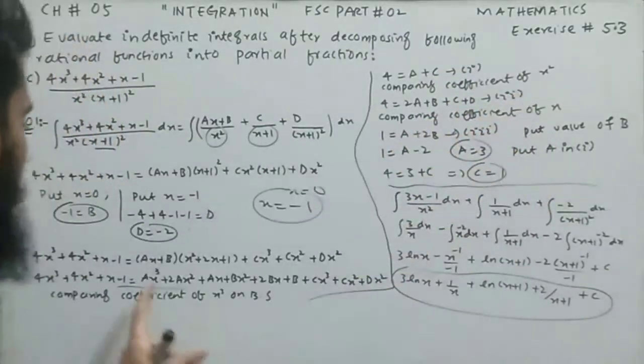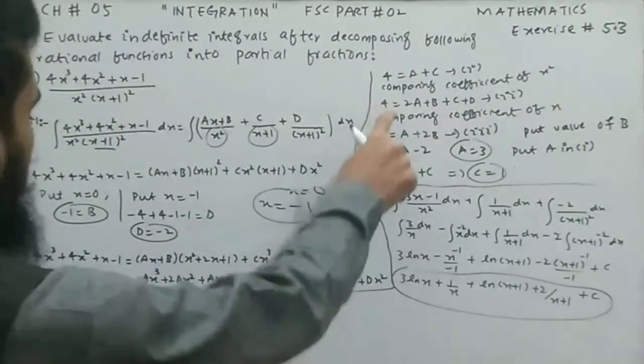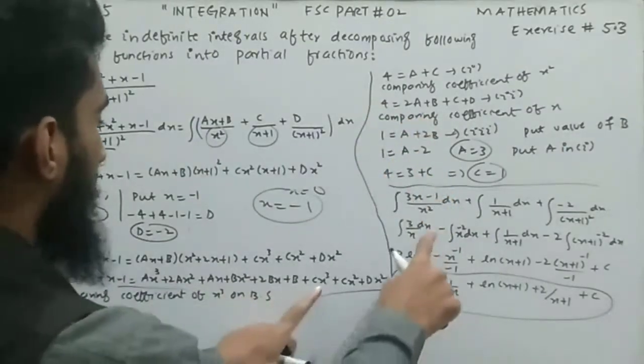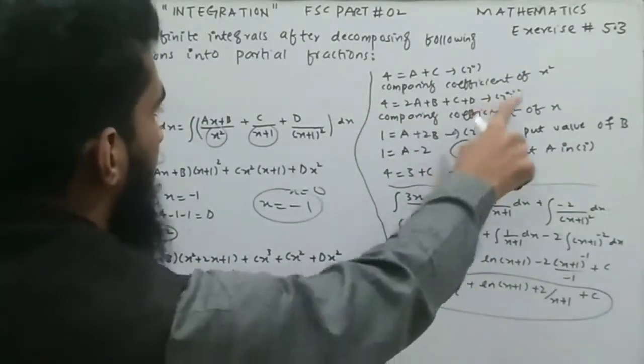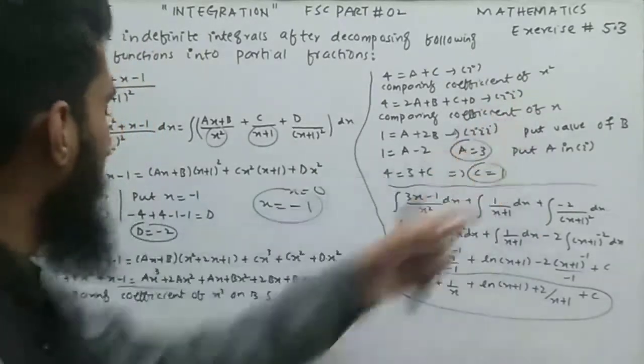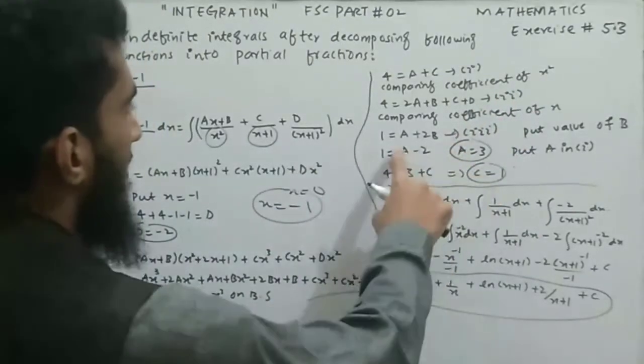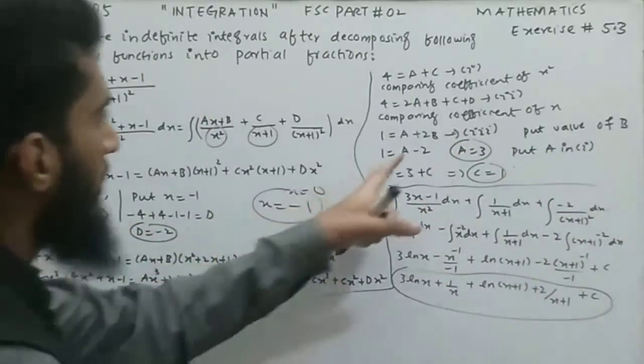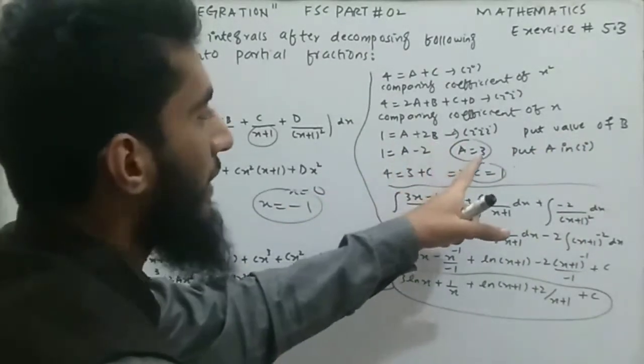Comparing the coefficient of x square in this equation, the x square coefficient is 4, then 2a, then b, then c and d. Let's suppose this is the second equation. Comparing the coefficient of x in this equation, we will get 1 is equal to a plus 2b. Putting the value of b, which is present, b is equal to -1, we get the value of a is equal to 3.